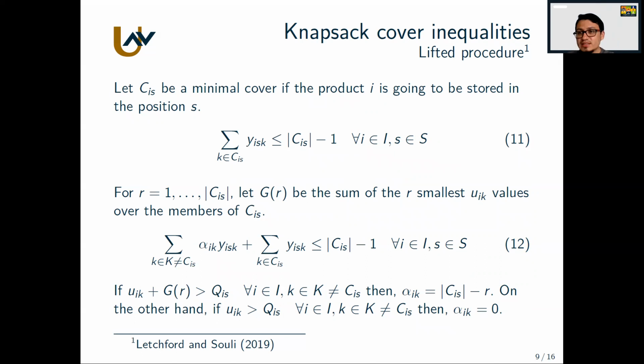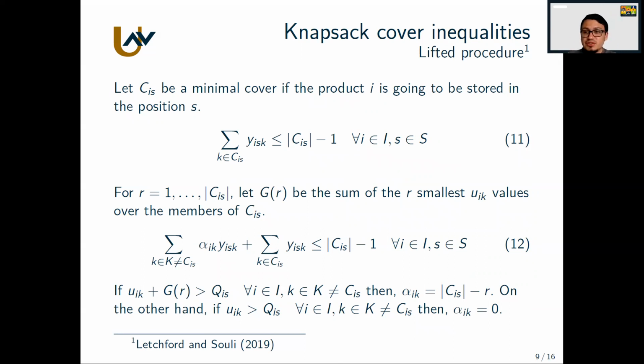So the valid inequalities that we propose for this problem are the ones developed by Lecture and Soil in 2019. And the main idea behind that is that we need to create a minimal cover. The minimal cover is, suppose we sort the items that we are going to assign in that specific position from the smallest one until the largest one, and then we assign each item until we can fill the total capacity of that specific position.